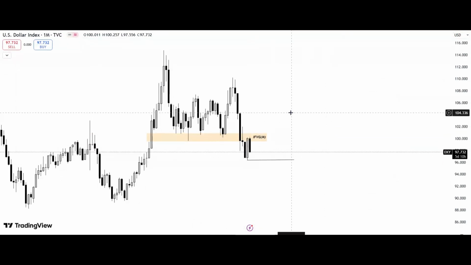So we're going to start with the DXY as usual, and for the DXY I want us to start from the monthly time frame. So far, as you can see, price tagged our monthly inversion fair value gap, and we've had this bearish move from this inversion fair value gap. So if price has retraced to an internal range liquidity, then the next thing we are expecting is price to go to the external range liquidity, which in this case is here. Of course, we will need to get confirmation for that.